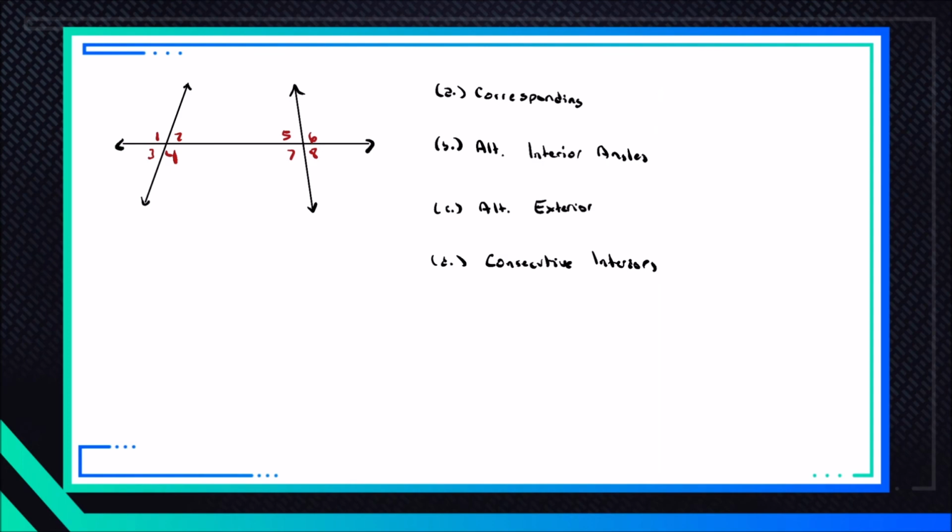So first we'll do our corresponding angles. Those are angles that are in the same corresponding position. So that would be like 1 and 5, or 3 and 7, or 2 and 6, and 4 and 8. So we'll go ahead and list all of those right now. We've got 1 and 5, 3 and 7, 2 and 6, and 4 and 8.